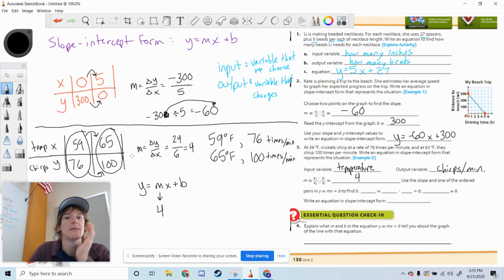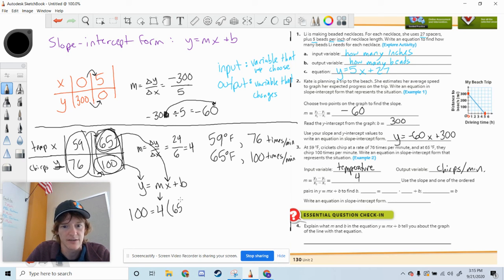We can use either one, but what we're going to do is this number right here, this 65, is going to go right here where x is. And this 100, which is our y, is going to go right here. So we're going to have 100 equals 4 times 65 plus b. We could have used the other point. I just like 65 and 100 better. I think those are easier to work with. So we're going to be able to find our y-intercept. We could choose any point on our line for this x and y. As long as we have our slope, we can use those two things to find our y-intercept.